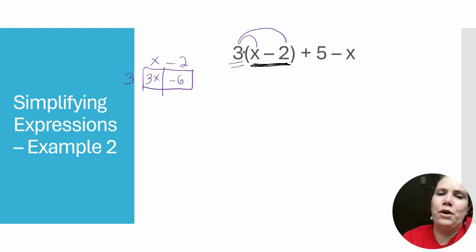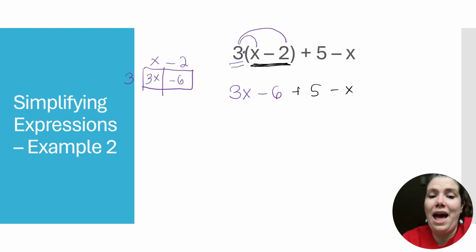So I go 3 times x is 3x. We already did this on the side. 3 times -2 is -6. And then I'm just going to copy down the rest of it without changing it. Plus 5 minus x. Now I can come back to combining my like terms.